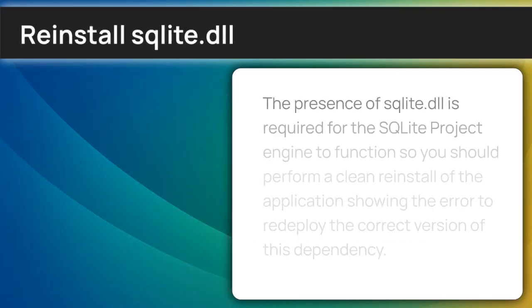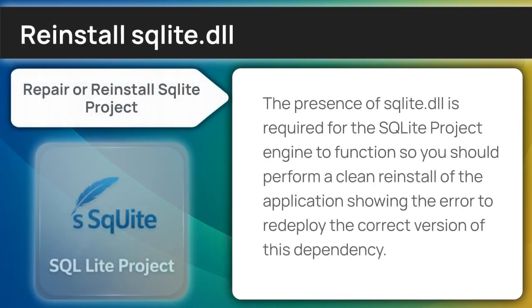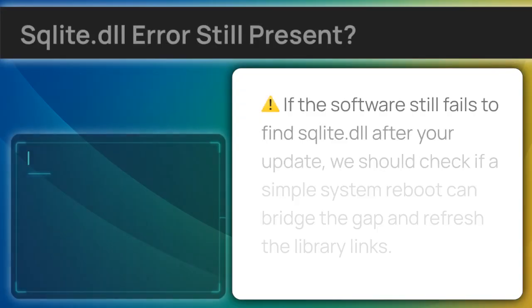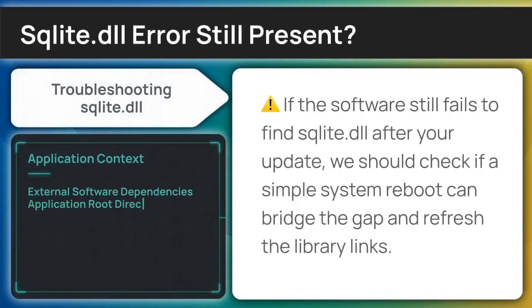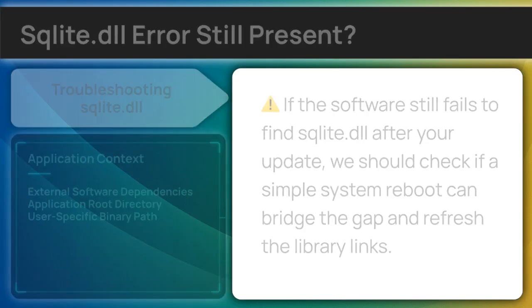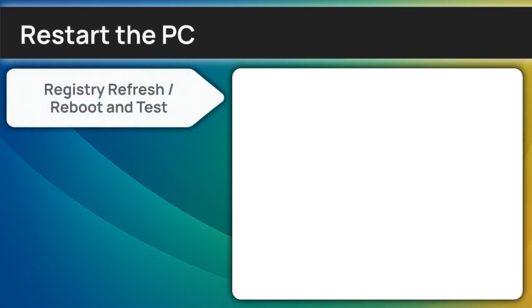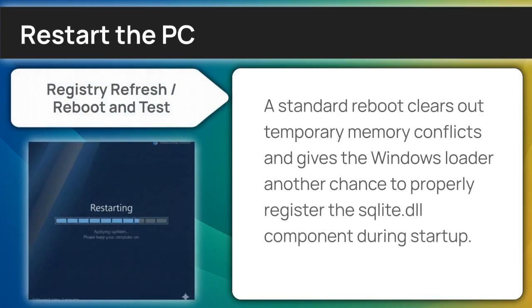The presence of SQLite Database Module DLL is required for the SQLite Project engine to function, so you should perform a clean reinstall of the application showing the error to redeploy the correct version of this dependency. If you're still seeing the missing file notification, we should attempt to force a synchronization between the software and the OS. A standard reboot clears out temporary memory conflicts and gives the Windows loader another chance to properly register the SQLite Database Module component during startup.